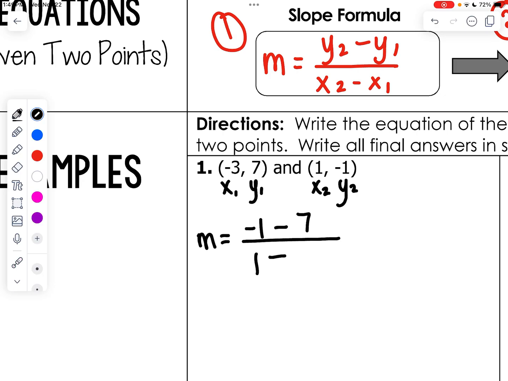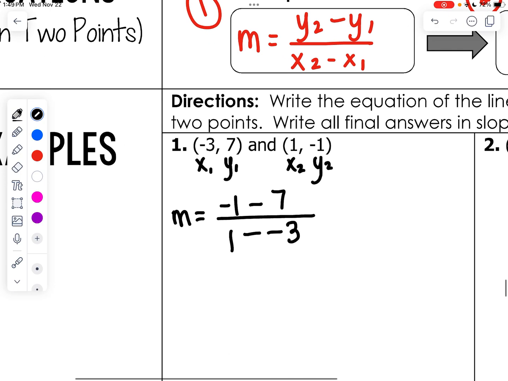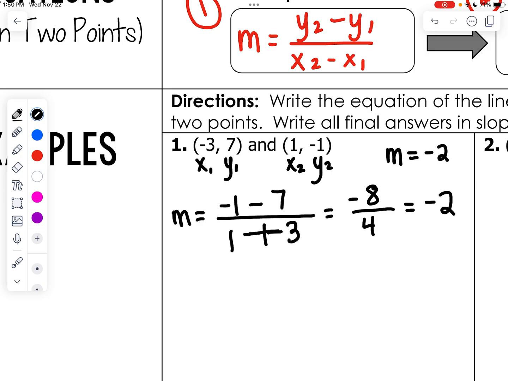So -3 means we're going to be adding it, right? Because it's going to be -8 over 4. And what's -8 divided by 4? -2. Now, what did we just find? We just found the slope. We found m. So my m is -2.